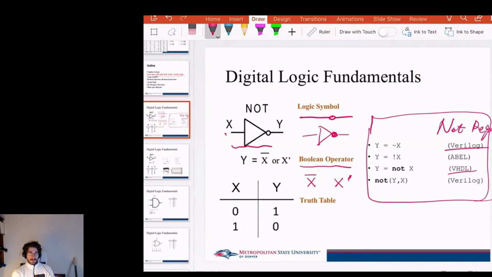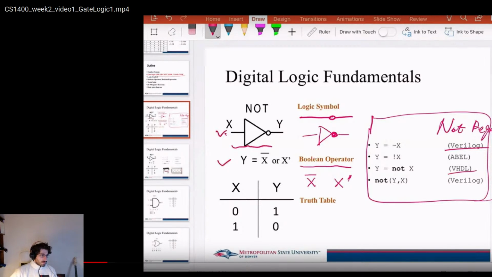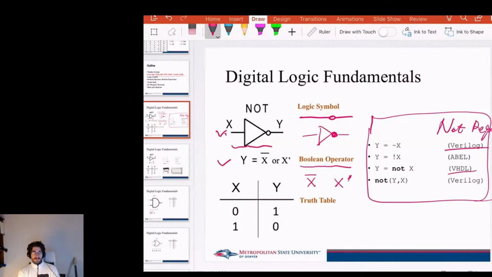And how to read this? When we read this logic symbol, or this Boolean expression, Y equals X naught, you could read it as Y equals the naught of X, or as Y equals X naught. And this thing by itself, you could call it X naught, or the naught of X.